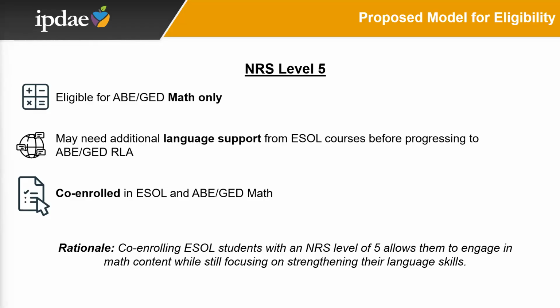Okay, so we say NRS level 5 is who we allow to start the dual enrollment of ESOL to GED, and we do level 5 again for language support, because we know once they start getting into RLA, social studies, and science, the rigor of the reading and writing on those exams is much greater. So our rationale is that we're strengthening these language skills, but also strengthening their self-confidence, okay?